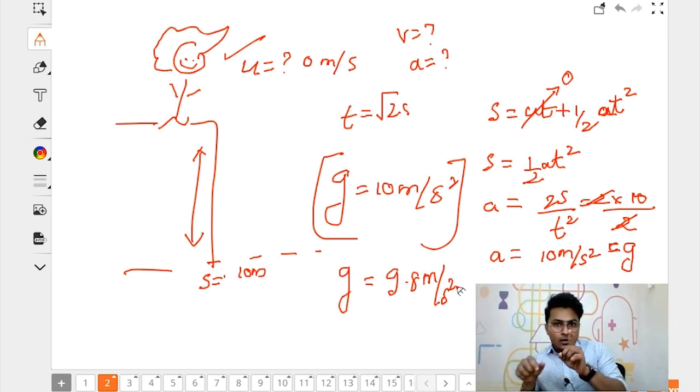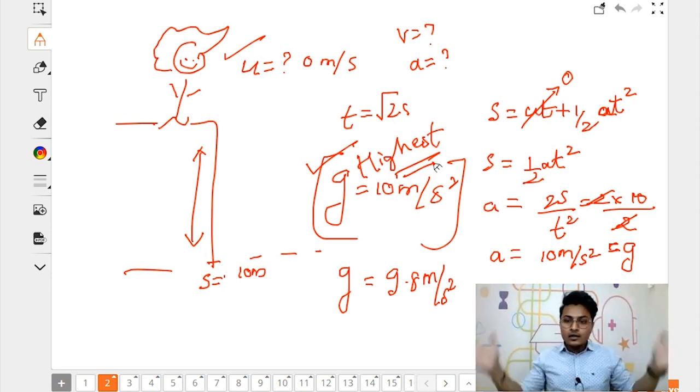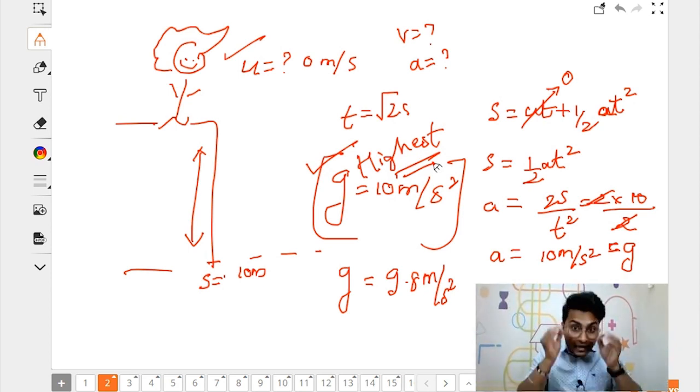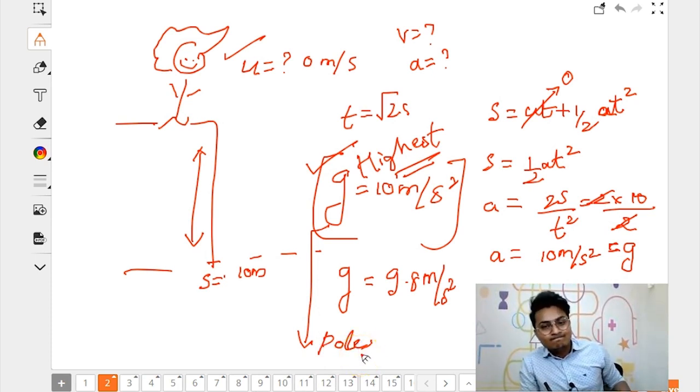Awesome. The value of g as 10 meter per second square is the highest value of g you can ever get on the entire Earth. And this amount of g, you can only experience at the poles. That is the North Pole and the South Pole.